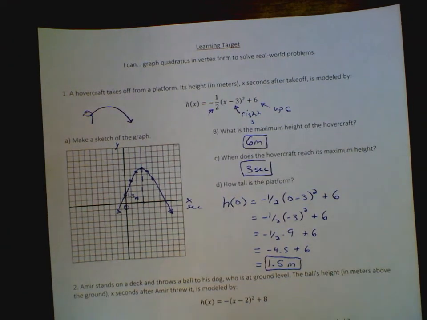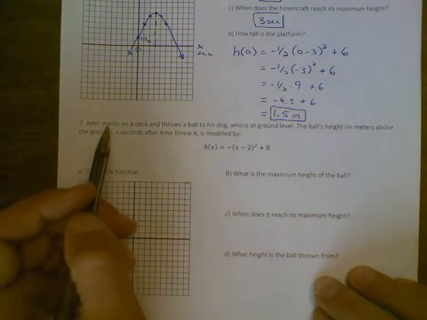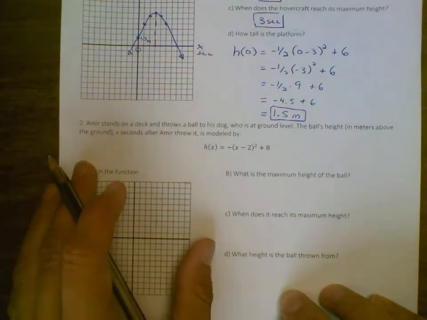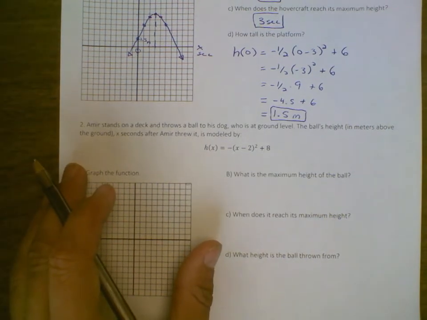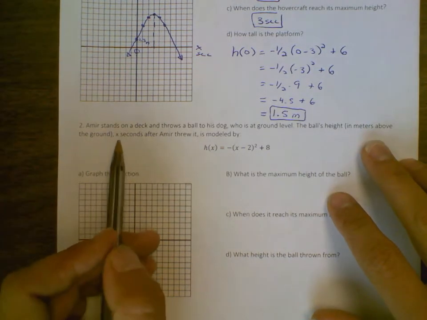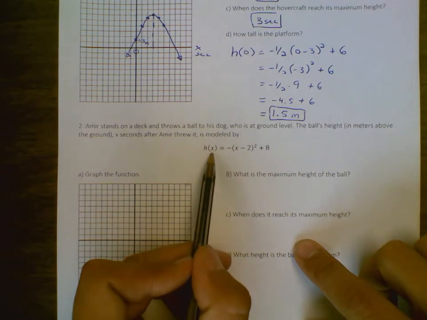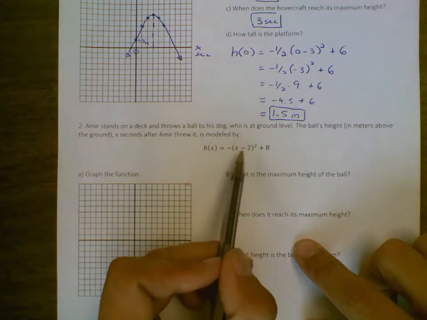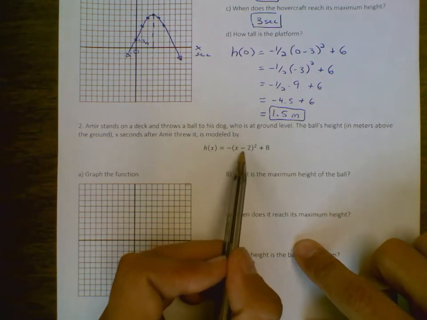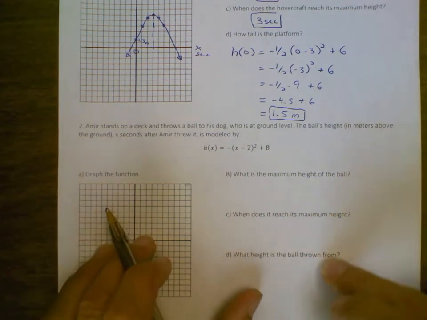Okay, so let's go ahead and look at a second example here. Number 2 says, Amir stands on a deck and throws a ball to his dog who is at ground level. The ball's height in meters above the ground, x seconds after Amir threw it, is modeled by this function, h(x) = -(x - 2)² + 8. We need to graph the function and then answer questions again.